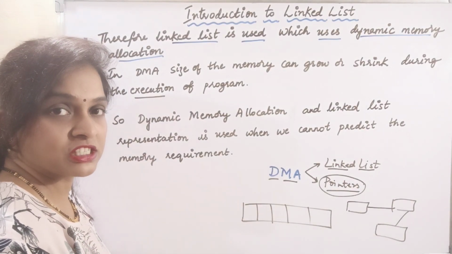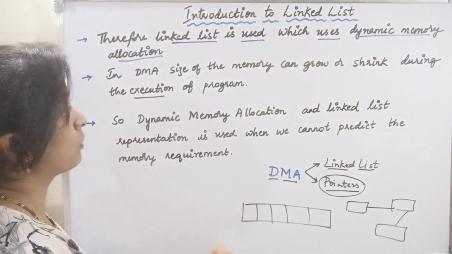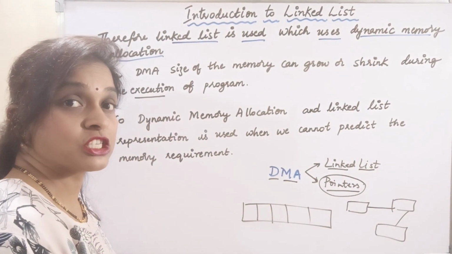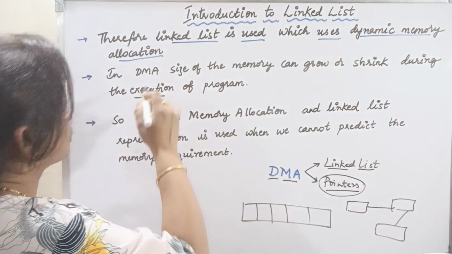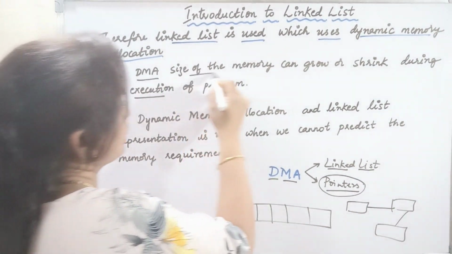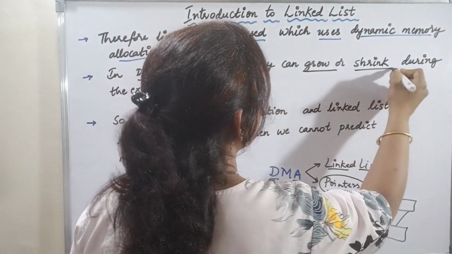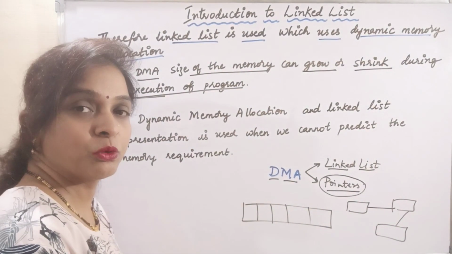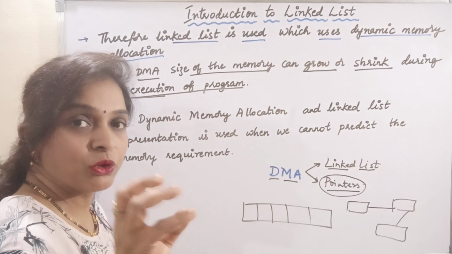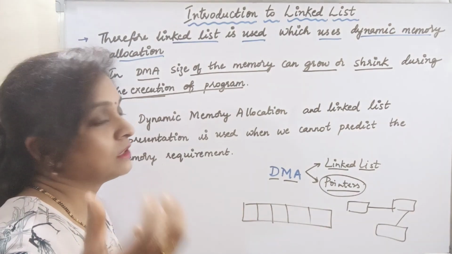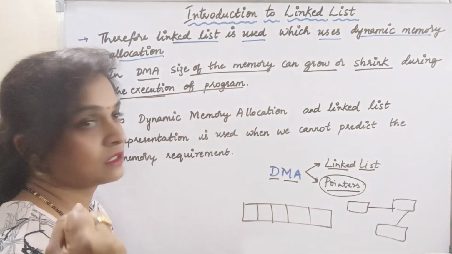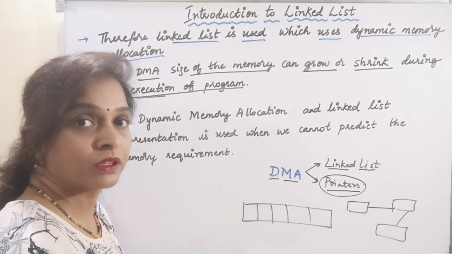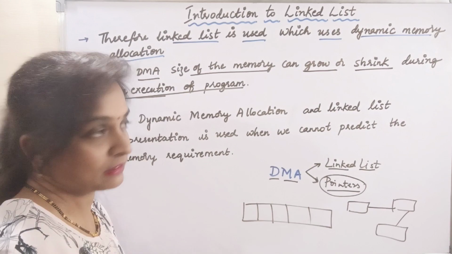Dynamic memory allocation is nothing but allocating the memory dynamically, that is during runtime, which is called execution time. In dynamic memory allocation, the size of the memory can grow or shrink during the execution of the program. During the runtime process, the memory is allocated. It can grow or it can shrink. All this happens during runtime.